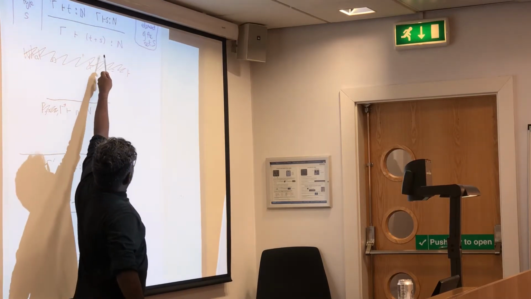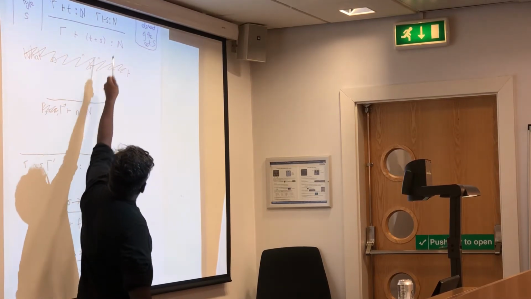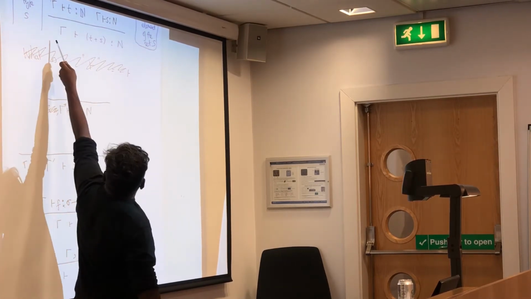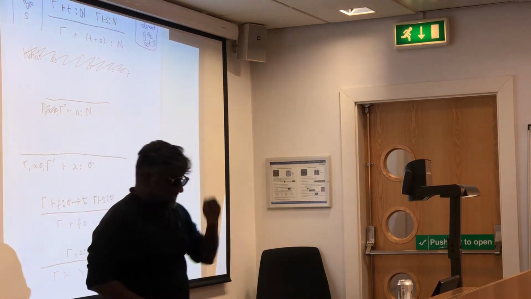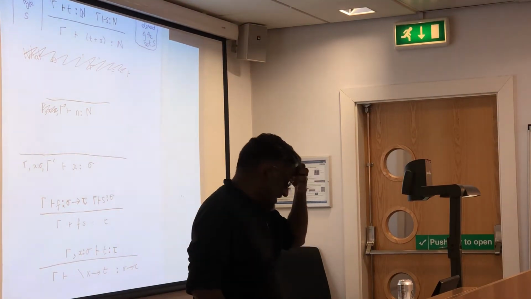To work out the type of T plus S, you have to work out the type of T, the type of S, check they're all natural numbers, and use the right context. So for the rest of this lecture, we'll just do a few examples.